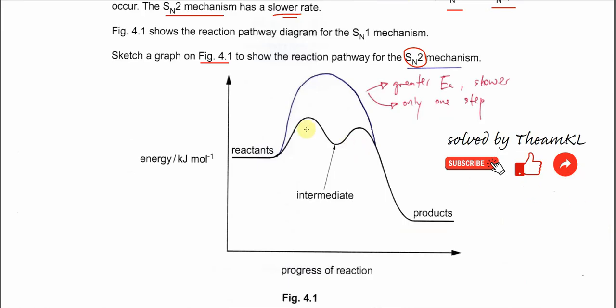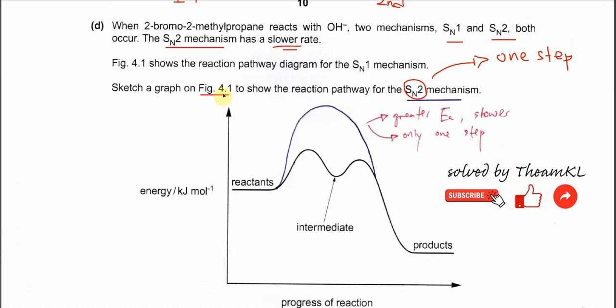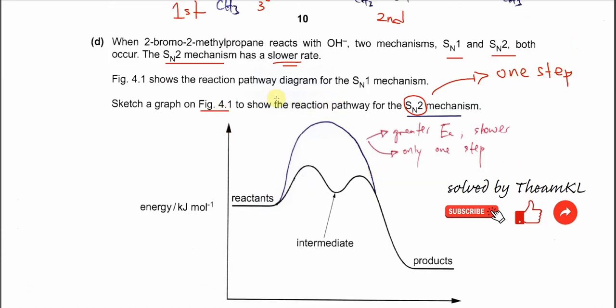So for the SN2 mechanism, it only involves one step. One step, only one peak. And because it's already mentioned, it's slower. It happens at a slower rate, meaning it's harder to happen.